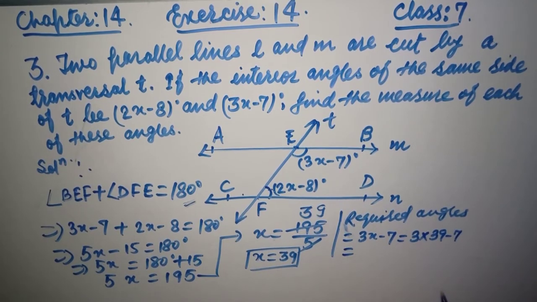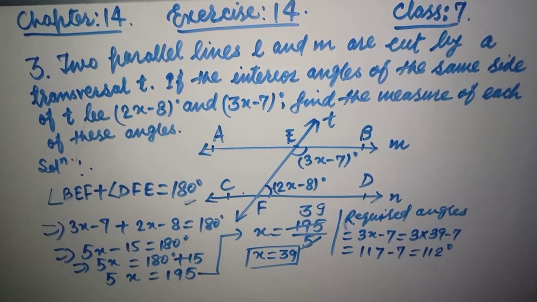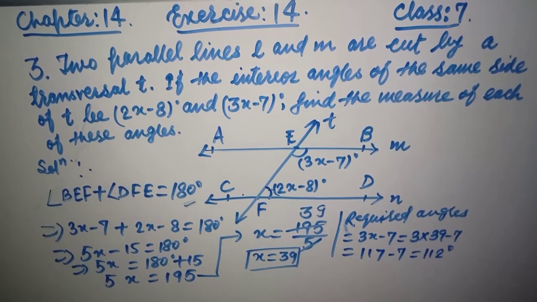Now this is 117 minus 7, so this could be written as 110 degrees. So this is the first answer. Let me just check. Now friends, see, 117 minus 7, this is 110 degrees.